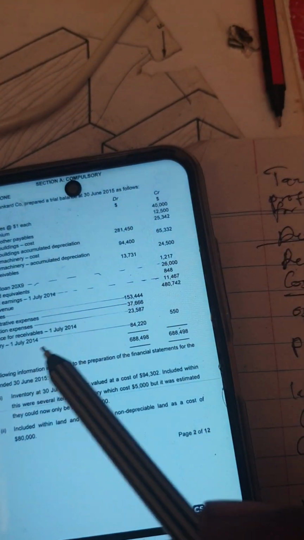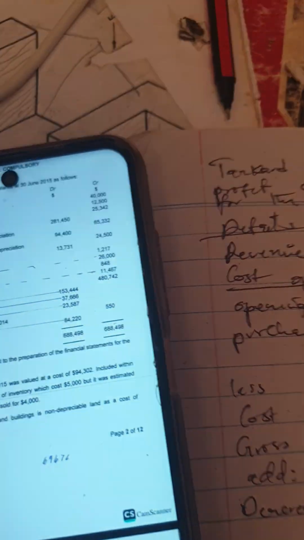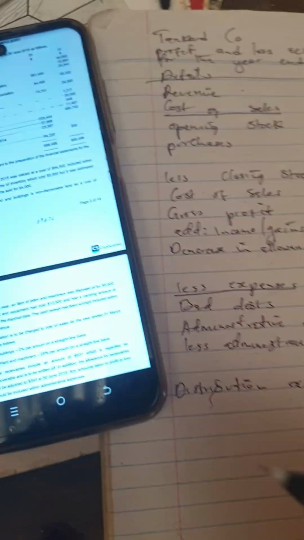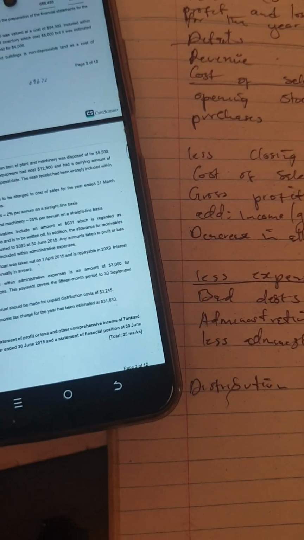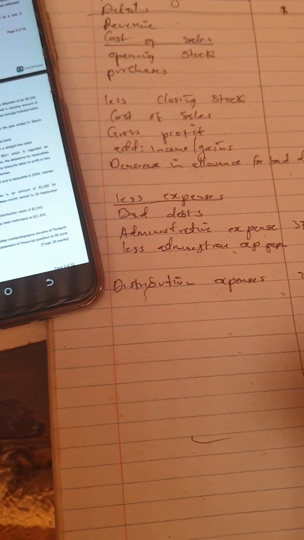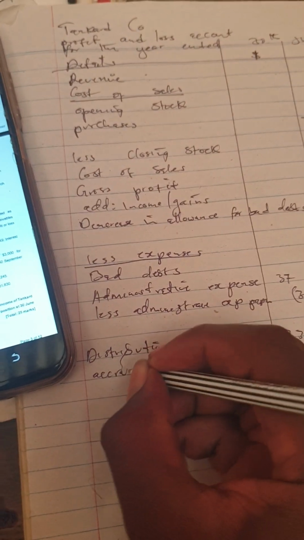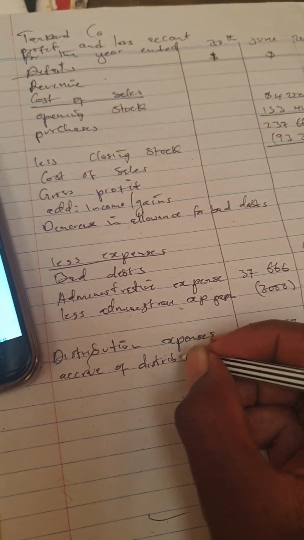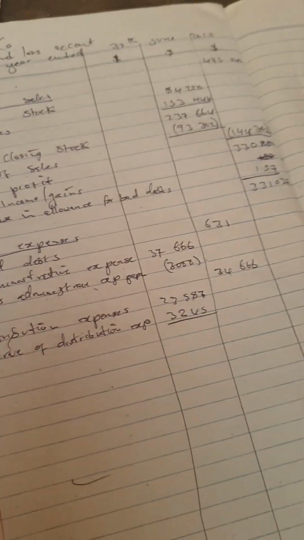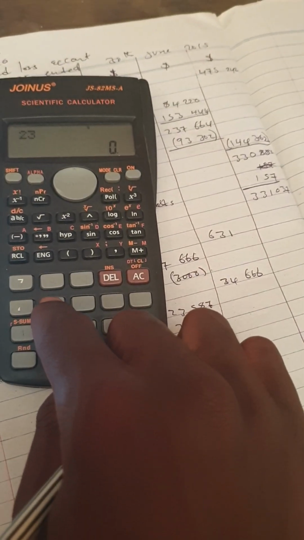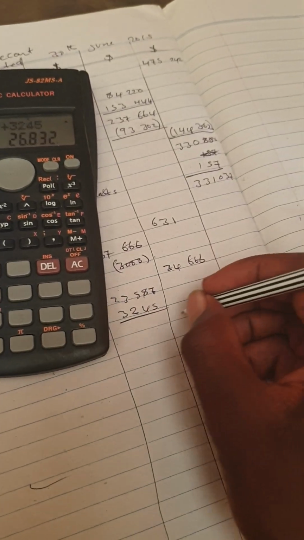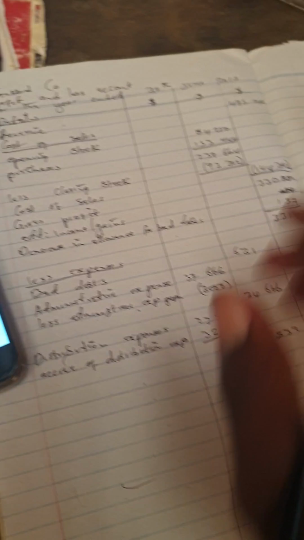Under distribution expenses, the amount there is 23,587. I'm writing from the first column because there's an adjustment as well. The adjustment is explained in adjustment 8, in which they're saying an accrual should be made for unpaid distribution costs. Because accruals are added in the income statement, there's an accrual of distribution expense of $3,245. So we have 23,587 plus 3,245. This is 26,832.